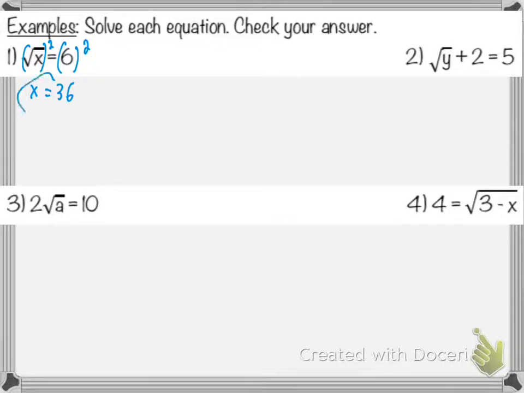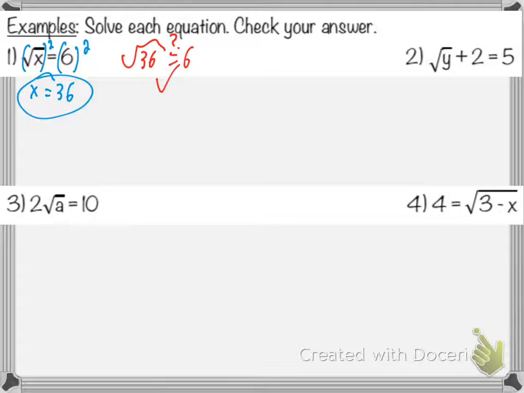Now we're supposed to check our answer though. I'm going to go over here and check my answer. So I plug it back in, and so I said square root of x equals 6, so square root of 36 equals 6. We say, does the square root of 36 equal 6? Yep, it checks out.